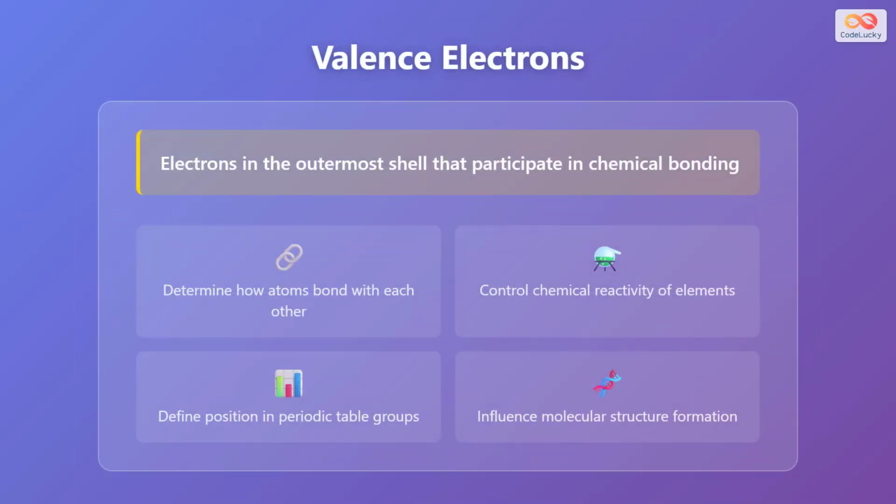Valence electrons are the electrons in the outermost shell of an atom. These are extremely important because they participate in chemical bonding. Valence electrons determine how atoms bond with each other and control the chemical reactivity of elements. They define an element's position in the periodic table groups and influence how molecular structures form. Understanding valence electrons is key to predicting chemical behavior.